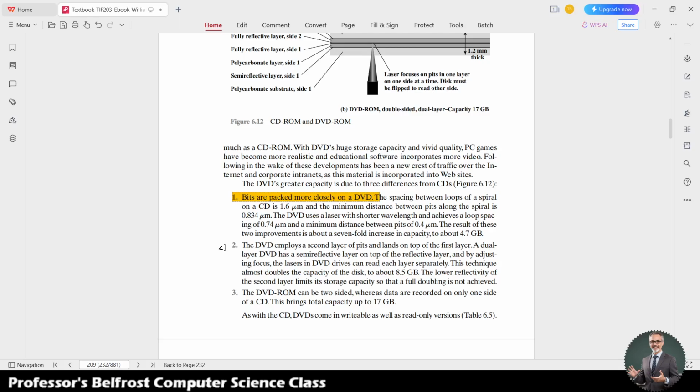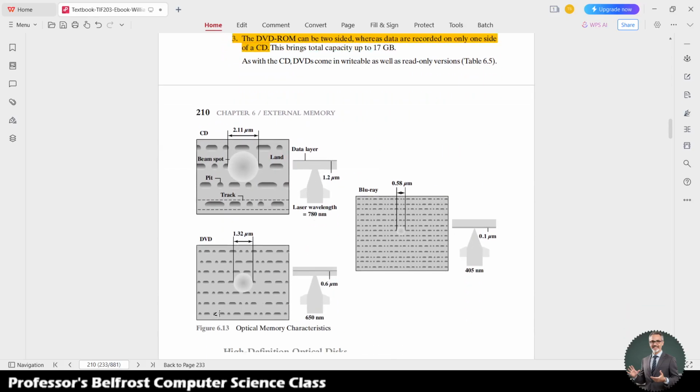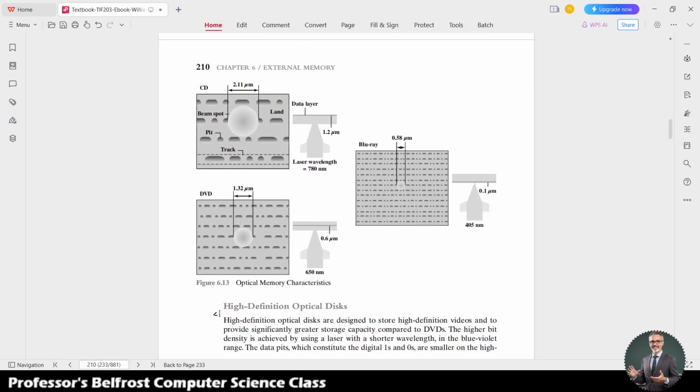Second, the DVD employs a second layer of pits and lands on top of the first layer. A dual layer DVD has a reflective layer on top of the reflective layer, and by adjusting the focus of the lens, the DVD drives can read each layer separately. Third, a DVD-ROM can be two-sided, whereas the data are recorded on only one side on a CD. Also, as with CD, DVDs come in writable as well as read-only versions.